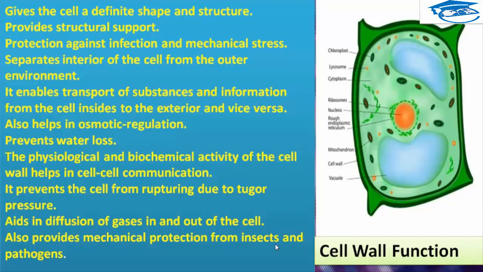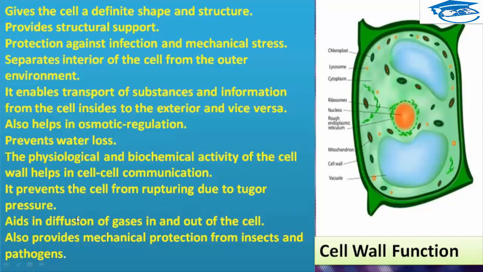That it gives a definite shape, it provides structural support, it protects against infection and mechanical distress, it separates the interior of the cell from the outer environment, it enables transport of substances and information from the cell inside to the exterior, and it prevents water loss. That means in the case of drought and all, it prevents the water loss. And it helps in cell-to-cell communication, it prevents the cell from rupturing due to turgor pressure.